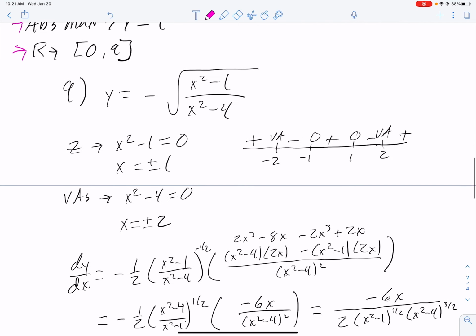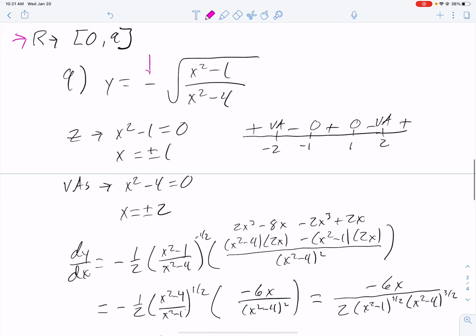Number 9 is going to require a little bit more work from us. Again, we see that we've got a negative outside the radical, so we're going to expect that any zeros are going to be the location of absolute maxes. I need to find my zeros as well as my vertical asymptotes. Zeros come from the numerator, vertical asymptotes come from the denominator. I make my sign pattern, again, of what's inside my radical and focus on where it is positive.